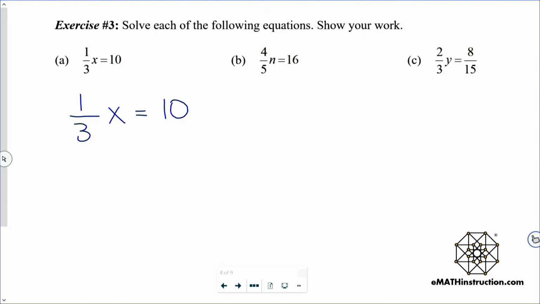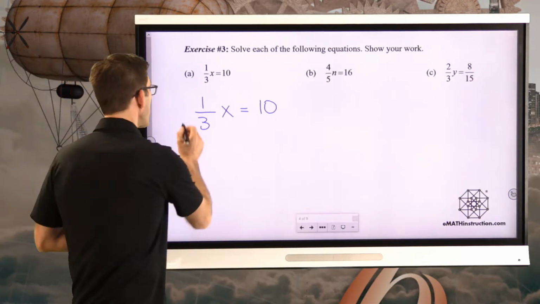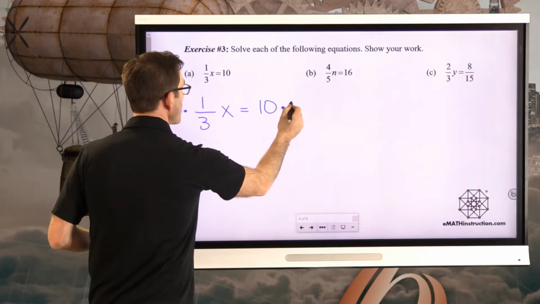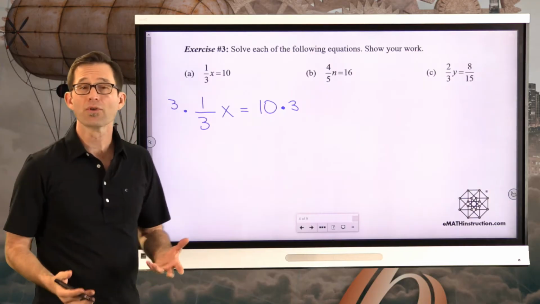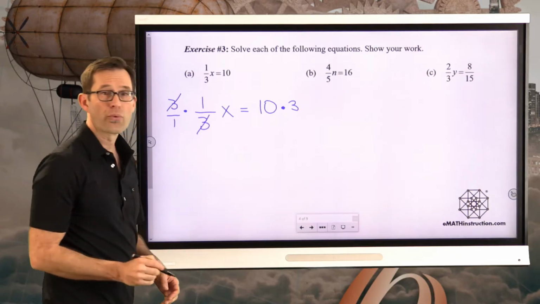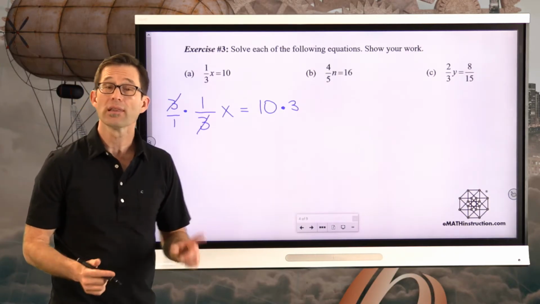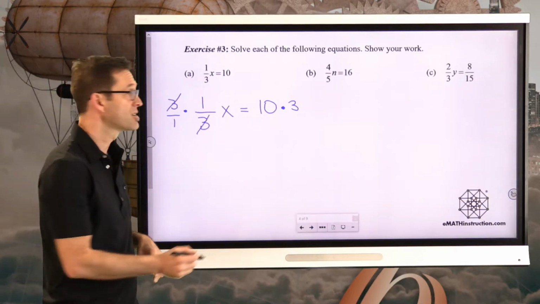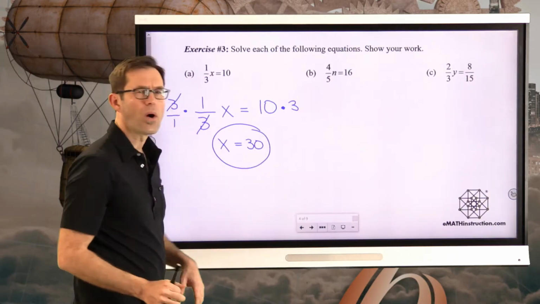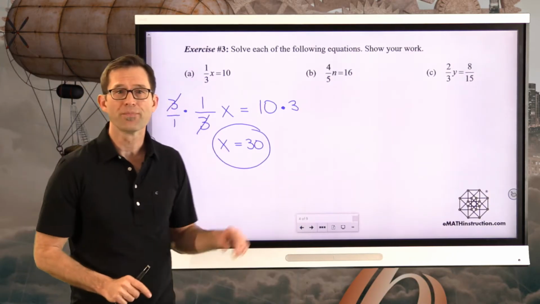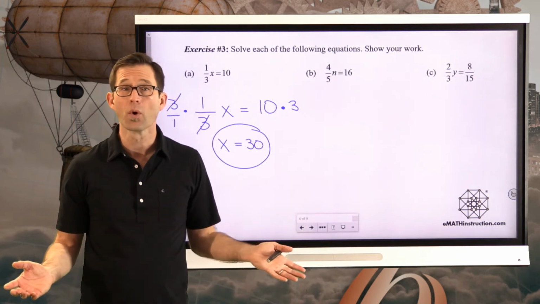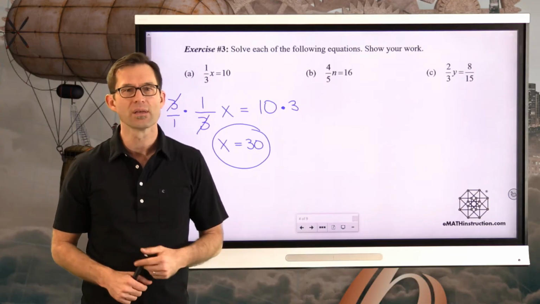Instead of dividing both sides by 1/3, what I'm going to do to both sides to isolate the x is I'm going to multiply by 3, all right? And the reason I'm going to multiply by 3 is that literally 3, which is the same as 3/1, and 1/3 cancel each other, leaving me with just 1x, right? And that gives me 30, right? So our urge, very understandably, is to divide both sides of the equation by the number that's multiplying x. And that certainly will work. It's just that dividing by a fraction is a bit obnoxious.